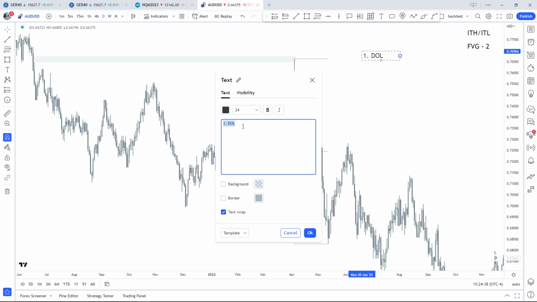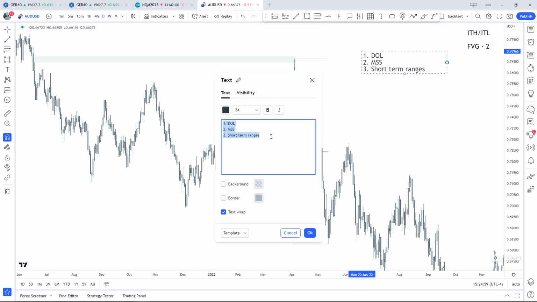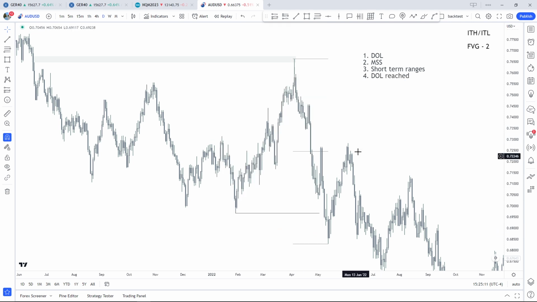So if we know this, our draw on liquidity was the first thing we needed to have. Then the next thing, well, obviously a market structure shift. The next thing is short-term ranges start to form. And short-term ranges will likely get respected until we reach the draw on liquidity. And then the process starts all over again. So here, draw on liquidity reached, and the process starts all over again. So we need to get to another draw on liquidity.